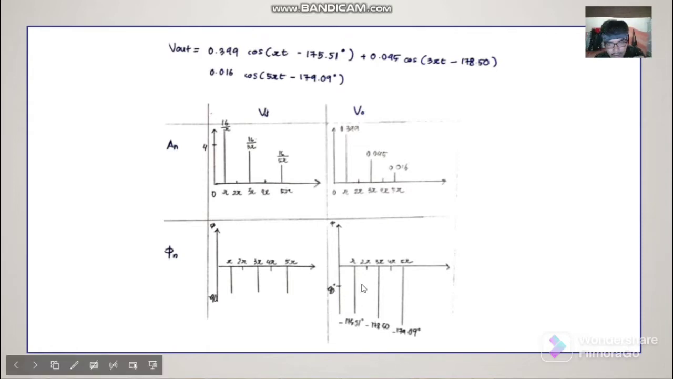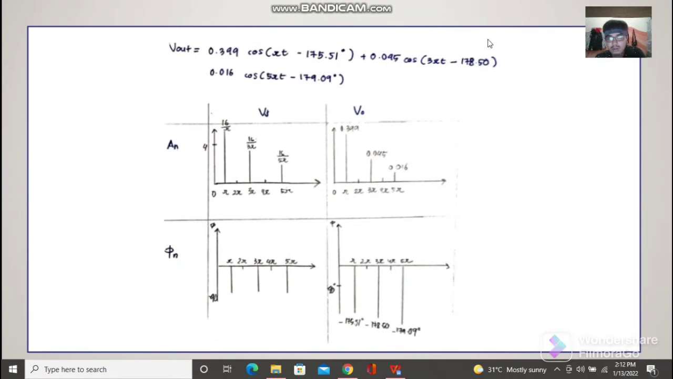And then the value of pi, 3 pi, and 5 pi. So pi is negative 175.51. We will take this value and put it in the graph. And then for 3 pi, 178.50. We will take the value at this. And then for 5 pi, we will take the value of 179.09 degree and put it in the graph, at 5 pi.